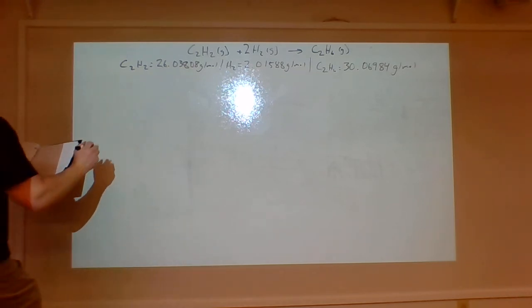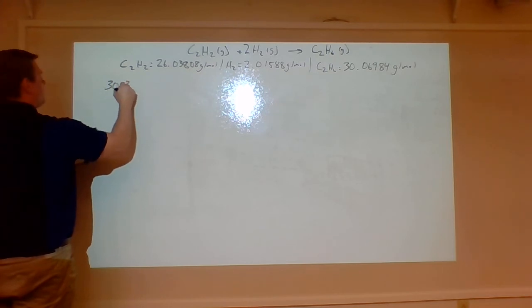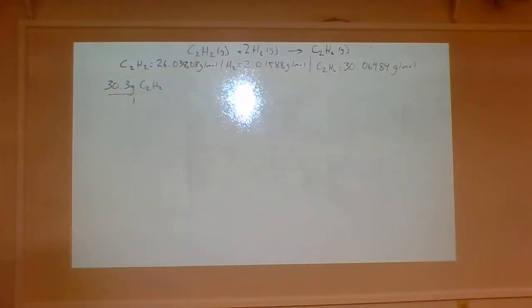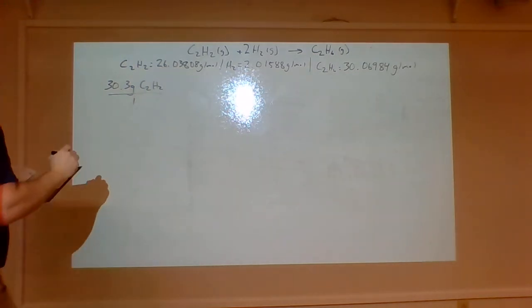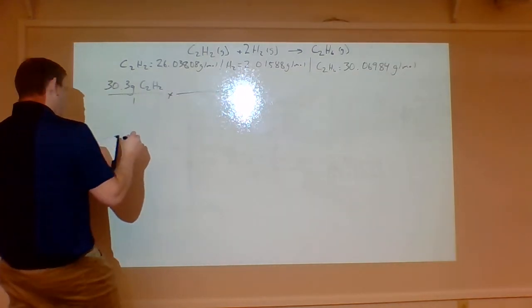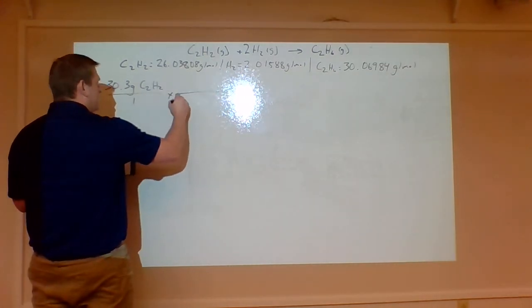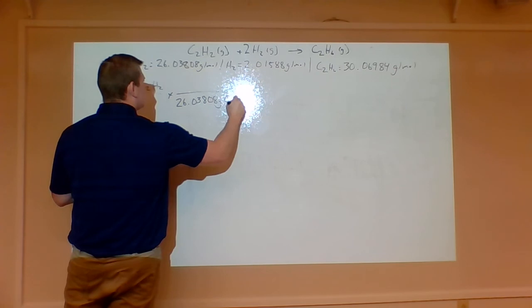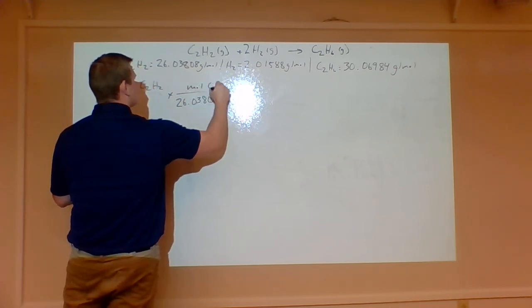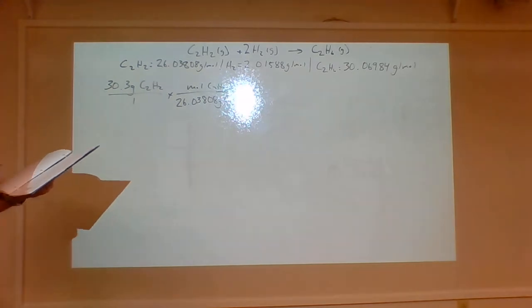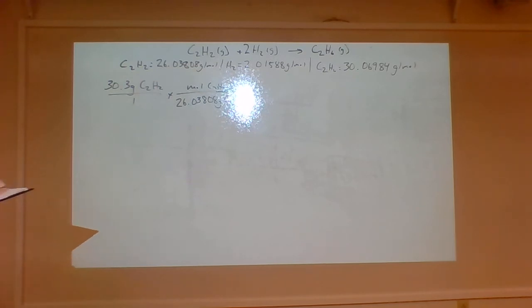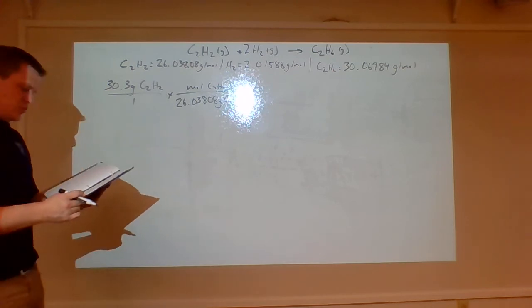Okay, so if we start off, we have 30.3 grams of C2H2 to start off with. Measured quantity, that's always put over 1. We convert this to moles of C2H2 using our molar mass as our conversion factor, 26.03808 grams of C2H2 per mole. Now we're going to convert this to number of moles of H2, so we can put both quantities into moles of the same thing, so we can then determine which one is limiting and which one is in excess.